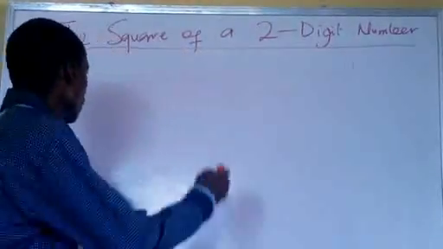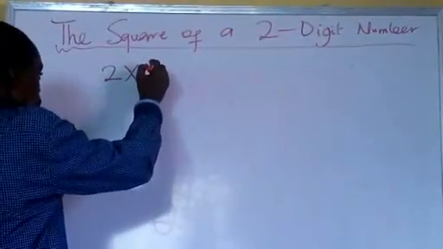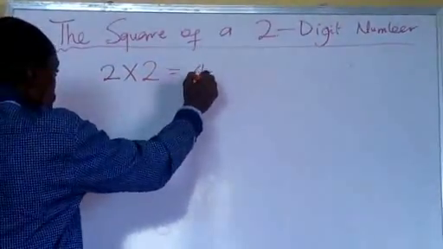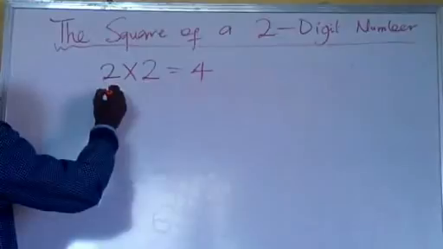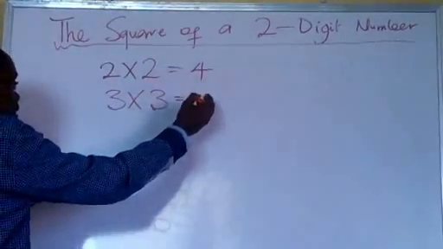Like for instance, the square of 2 actually means to multiply 2 by 2, which is 4. The square of 3 is 3 times 3, which is 9.